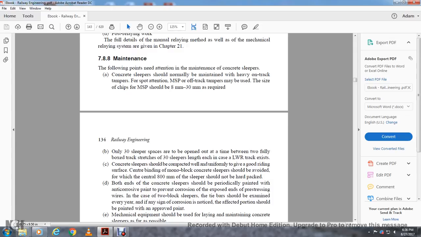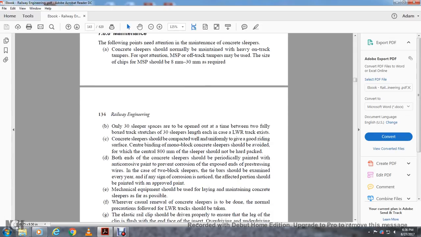Both ends of the concrete sleeper should be periodically painted with anti-corrosive paint to prevent corrosion of the exposed ends of the pre-stressing wires. In the case of the 2-block sleepers, the tie bars should be examined every year. If any sign of corrosion is noticed, the affected portion should be painted with improved paint.